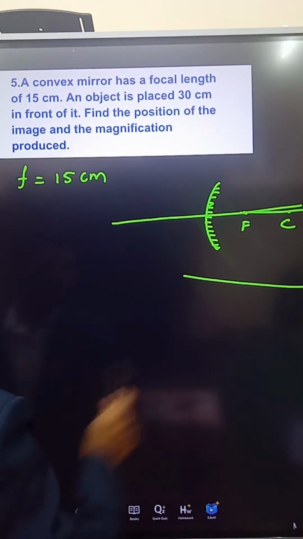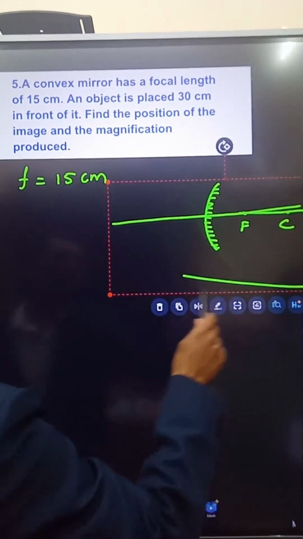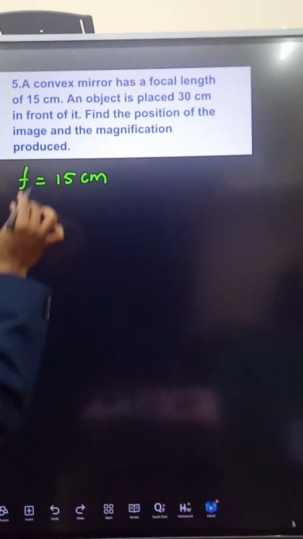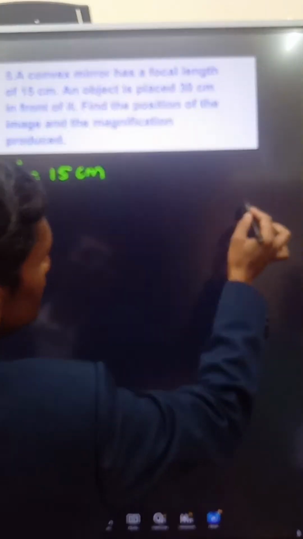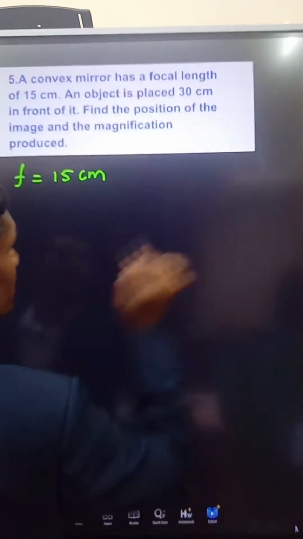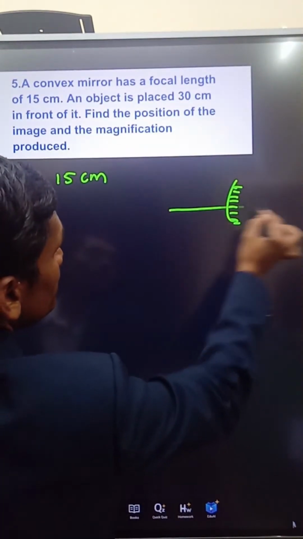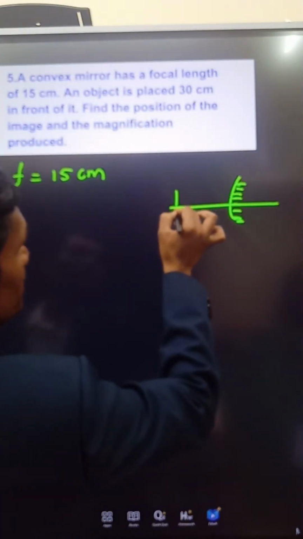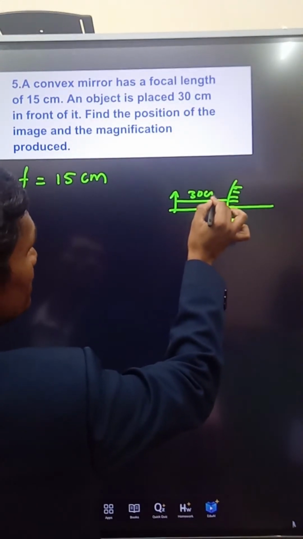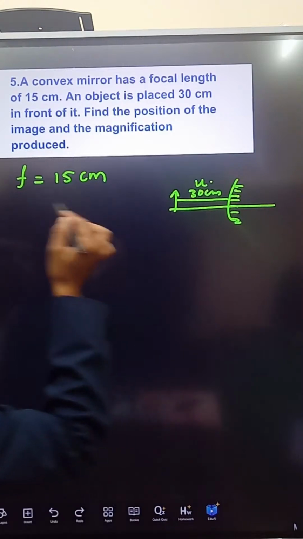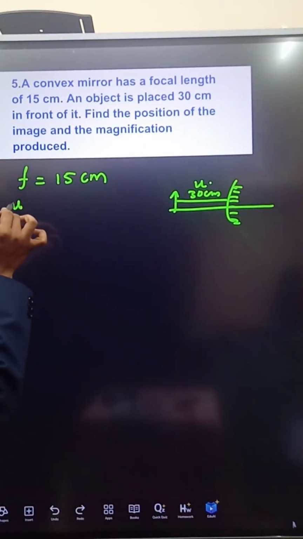Yes, okay. Next, what is given? An object is placed 30 centimeter in front of it. If this is the convex mirror, the object is placed at 30 centimeter distance in front of it. 30 centimeter, that is u. U should always be negative, as I have already told you.